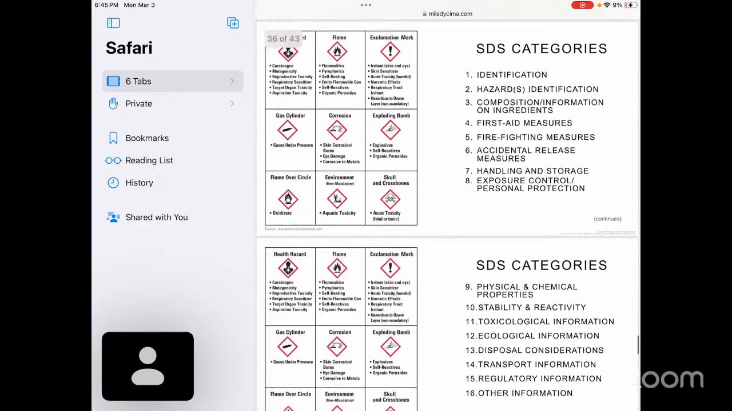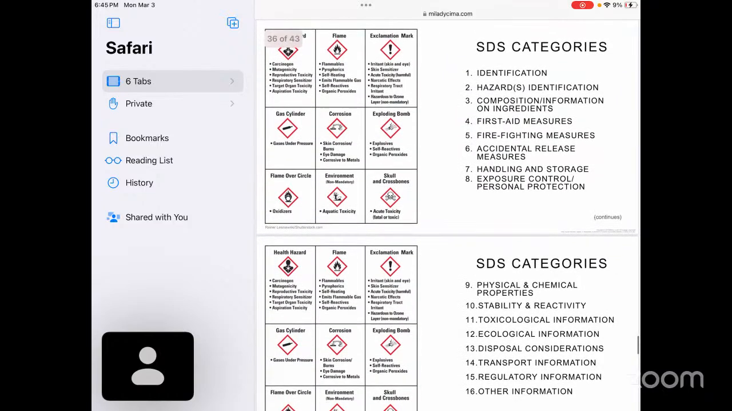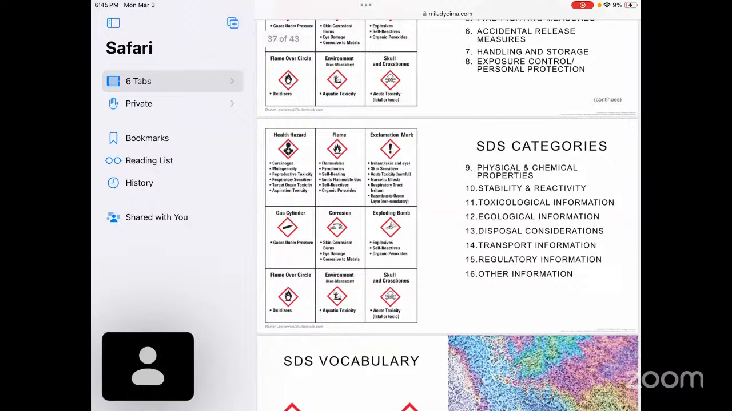Here's the SDS categories, and there's 16 of them. I'm just going to do a few. Number one, identification, how hazard something is. What are the first aid measures? The physical and chemical properties, toxicological information, ecological information. Number 11, toxic. Okay, how beneficial or how detrimental is this to the skin? Ecological is community. Okay, community. Disposal considerations. How do I get rid of this?